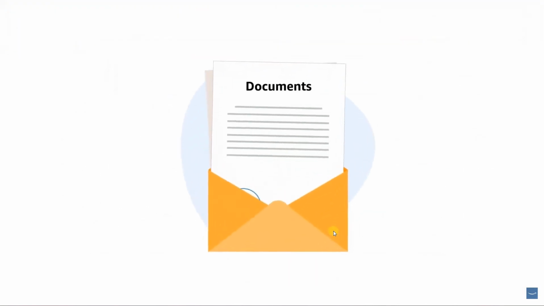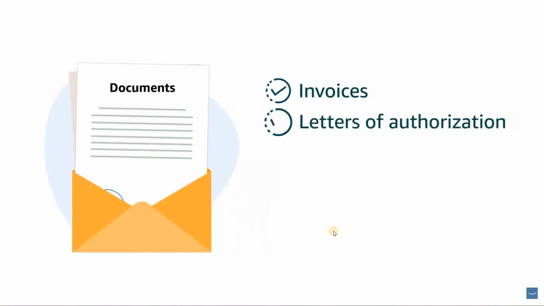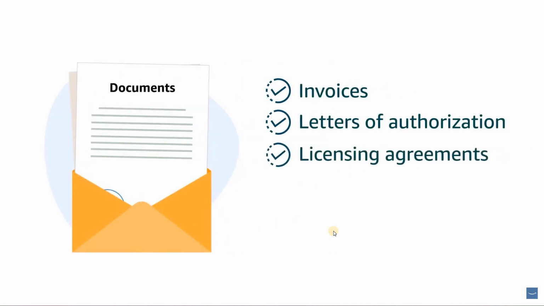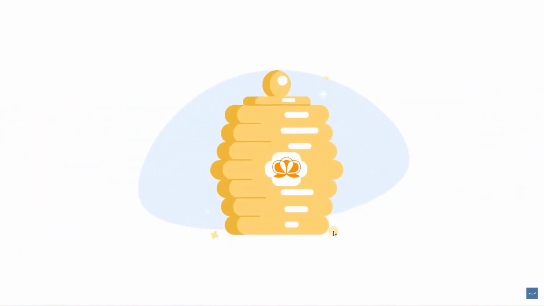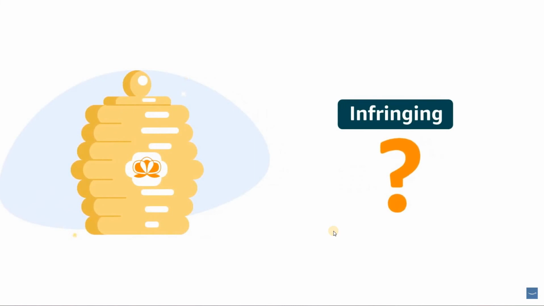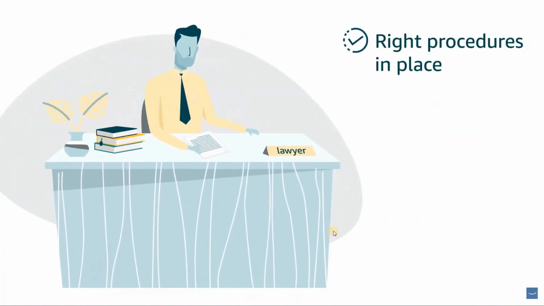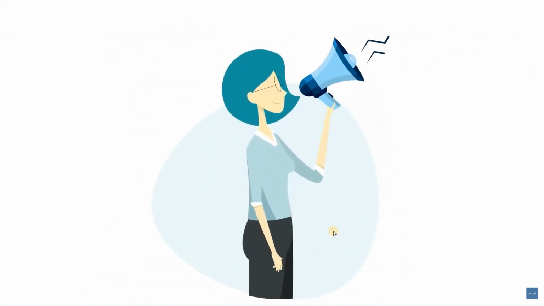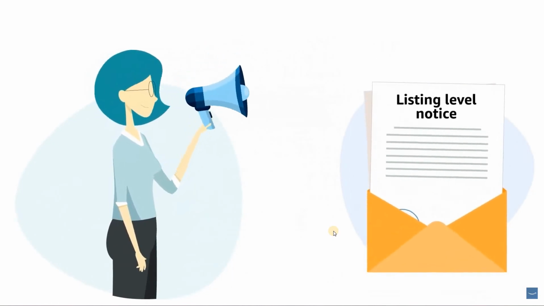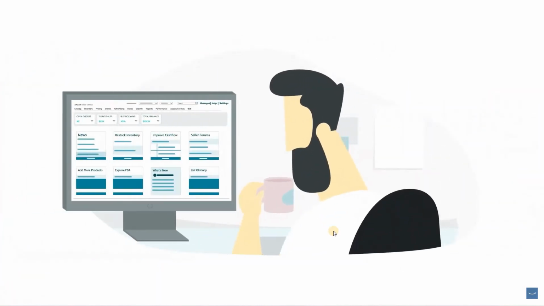7. Maintain relevant records and documentation for your products, including invoices, letters of authorization, licensing agreements, and any other supply chain documents. 8. If you are not sure whether your product may be infringing, consult an attorney for help to ensure you have the right procedures in place to prevent IP infringement. 9. Appeal or dispute any listing level notices of infringement whenever possible to avoid further action on your account.